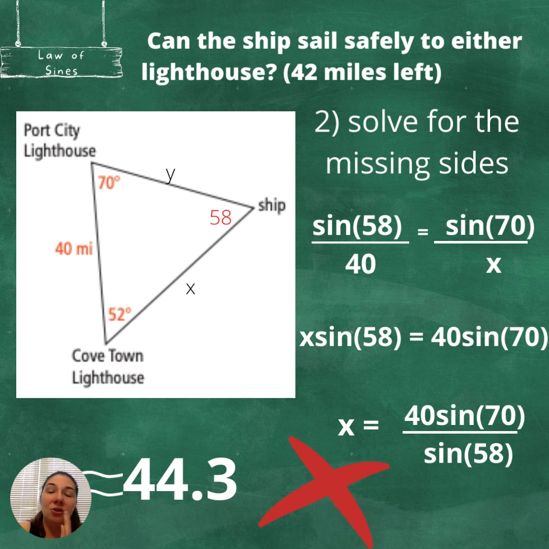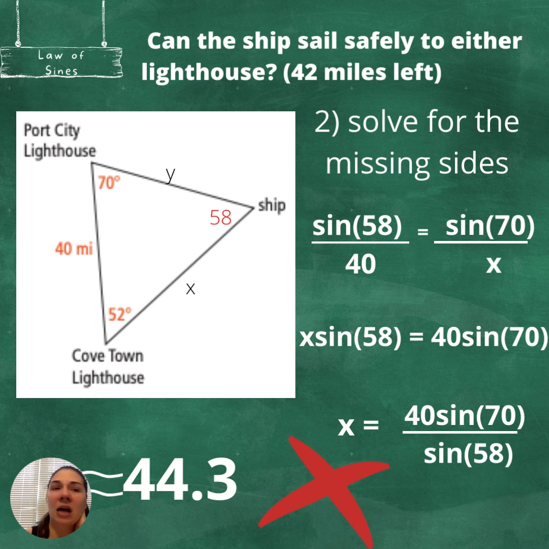Now, they told us that we have 42 miles left. So no, in this case, we can't safely travel from where the ship is currently to Covetown Lighthouse. So that answer would be no. But we'd want to make sure that the ship could at least travel safely to Port City Lighthouse, so now we're going to do the same process with Port City Lighthouse.